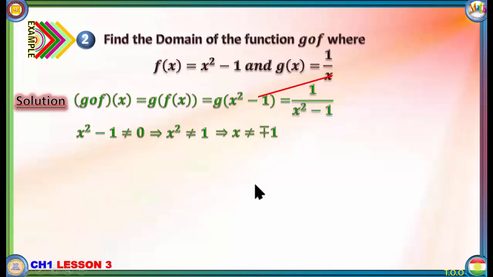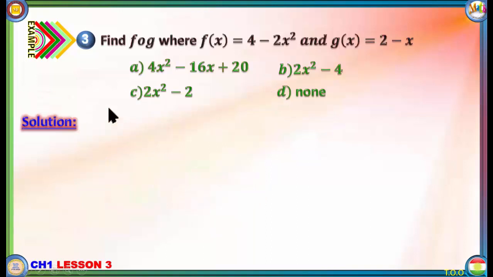Then the domain is all real numbers except minus 1 and 1. Example number 3. Find f of g where f(x) equals 4 minus 2x squared and g(x) equals 2 minus x.